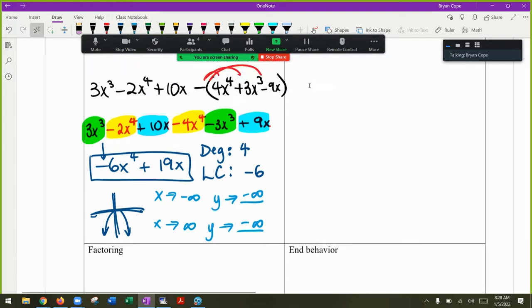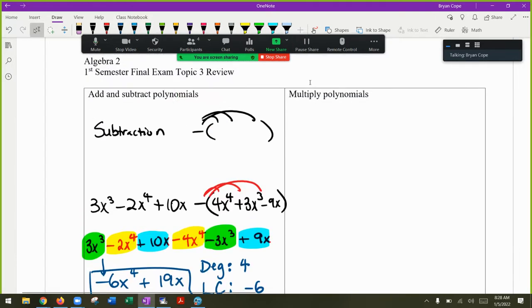Cool. All right, what's next? Multiply polynomials. Okay, that's like an extended FOIL, right? So let's just do one quick example. 2x plus 3 times x to the third minus 2x squared minus 4x. Let's do that. If you like the box, use it. If you don't need it, no need.